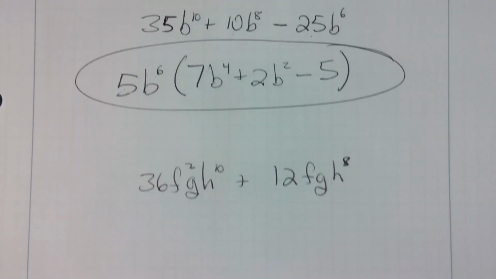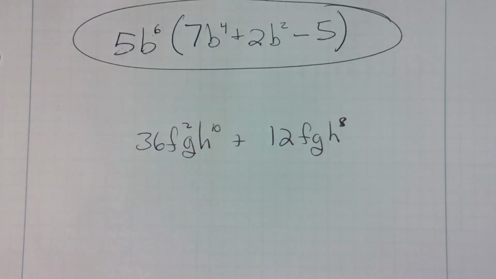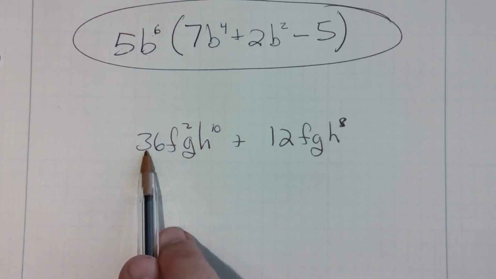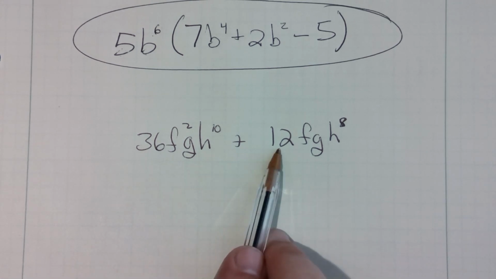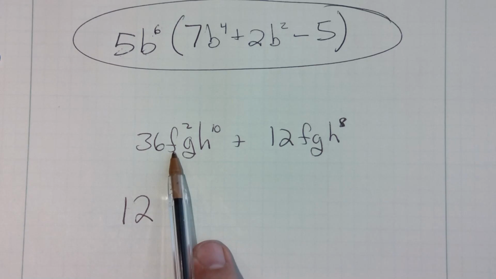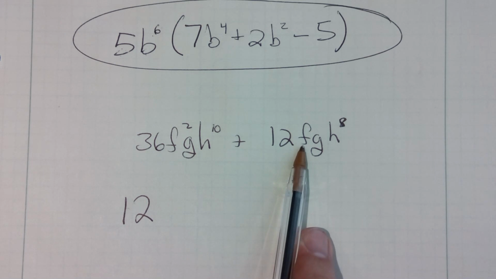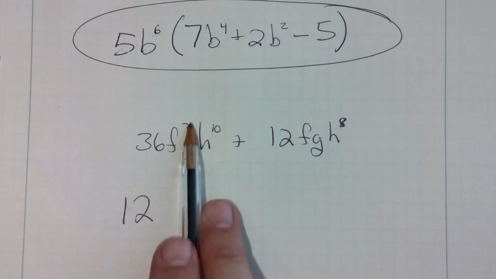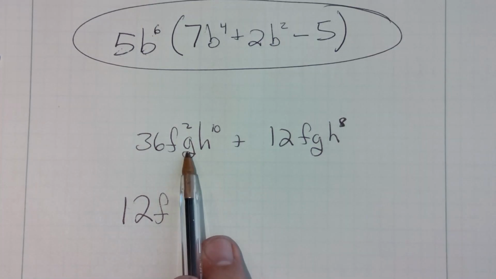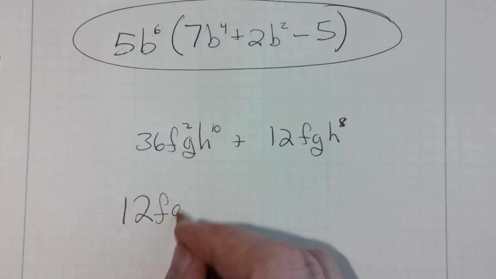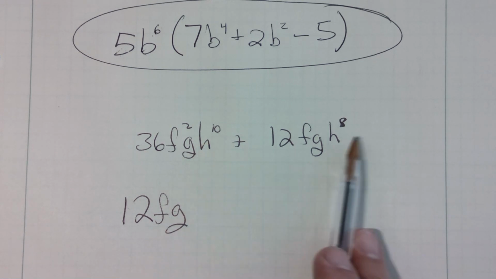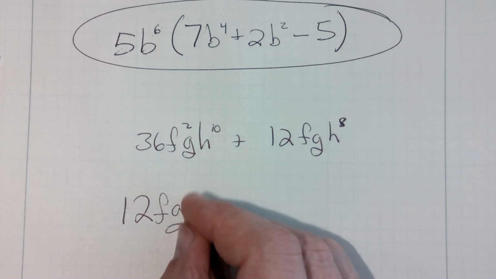You can even have multiple variables in the same expression. So again, all you're going to do is first look at the coefficient. 36 does have a factor of 12. So I'm going to factor out a 12. We have an f squared here and an f here. So this has 2 f's, this has 1 f, so I do have at least an f to factor out. This has 1 g, this has 1 g. Oh, they both have a common factor of g. This has 10 h's being multiplied together. This has 8 h's, so I can do up to 8 h's.